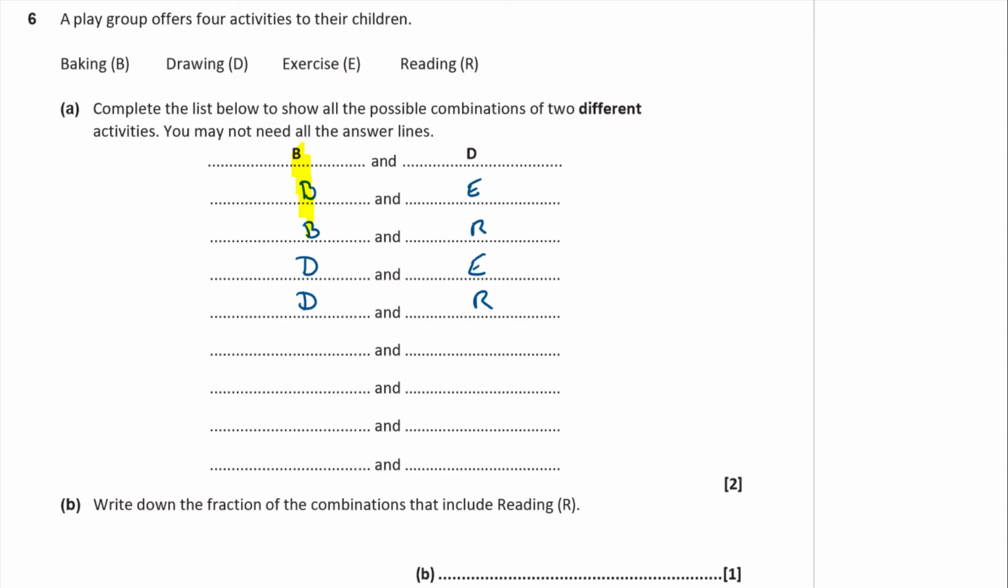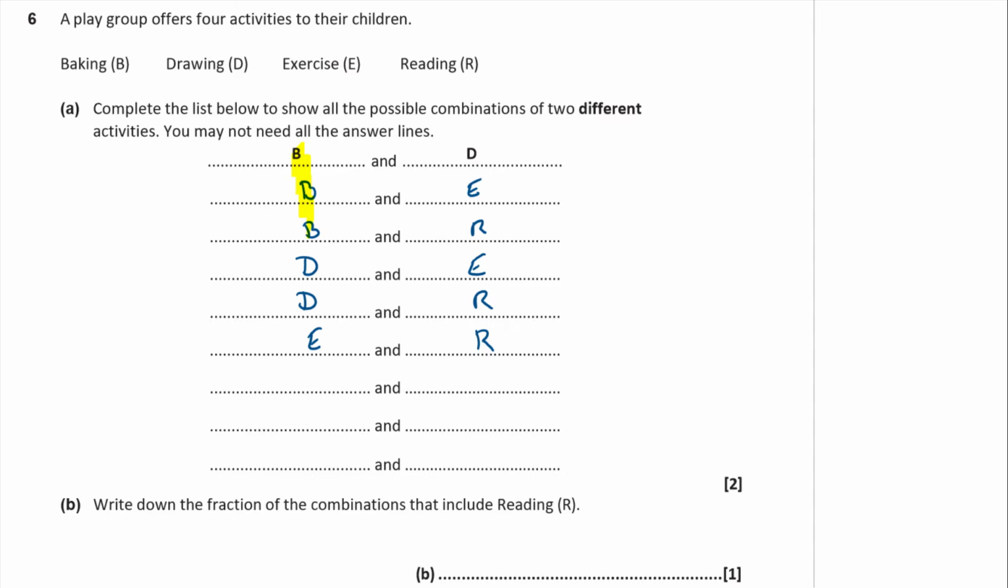And I've done all the ones now that begin with D, so I'm going to switch to E. So EB I already did, ED is already done, EE I can't have, and ER is the only one that's left to do. So that means there are 6 different combinations of 2 different activities. Now obviously if order was important, so if BD was different from DB, there would be a lot more choices, but here there are only 6.